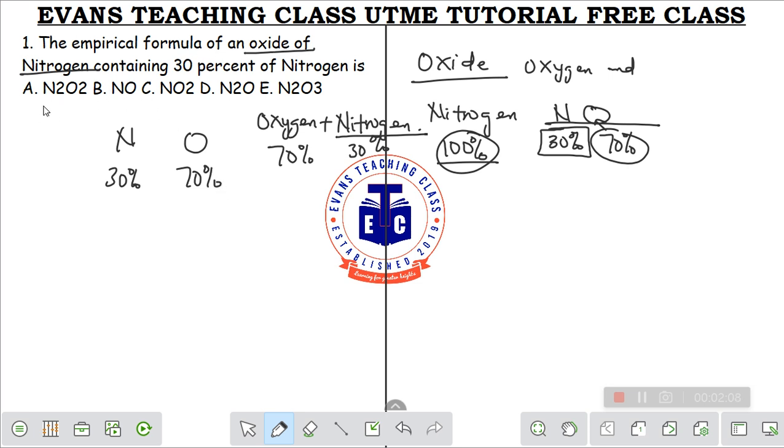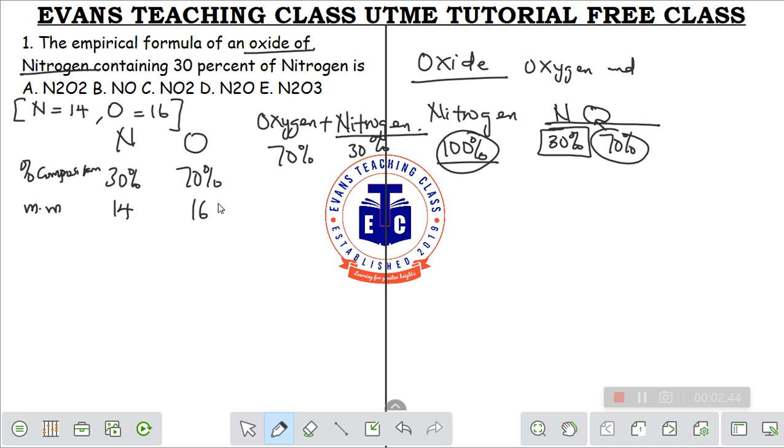Now, before we can do something like this, we need to know the molar mass. The molar mass of nitrogen is 14. The molar mass of oxygen is 16. So the next thing we're going to do after the percentage, this is the method for getting the empirical formula of an oxide. If you don't know how to do empirical formula, this is how to do it. So percentage composition, right? Now the next thing is the molar mass. Nitrogen is 14, oxygen is 16.